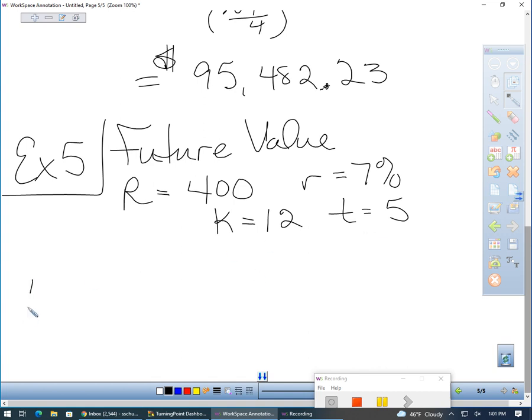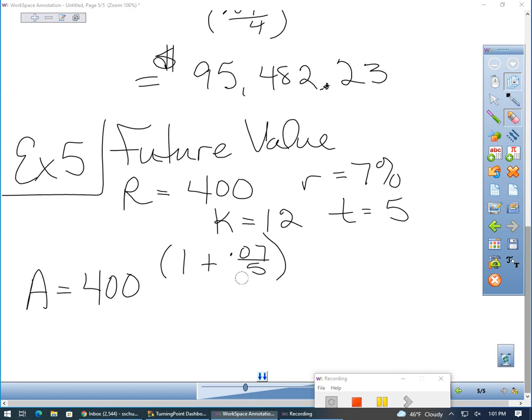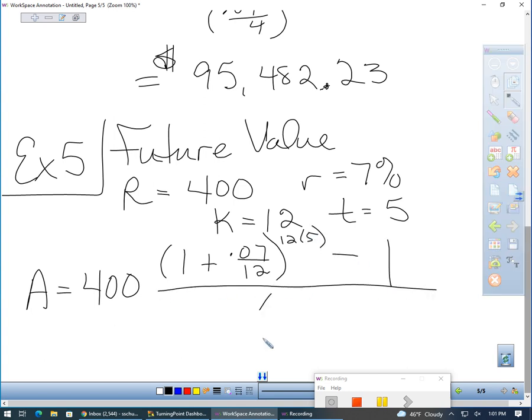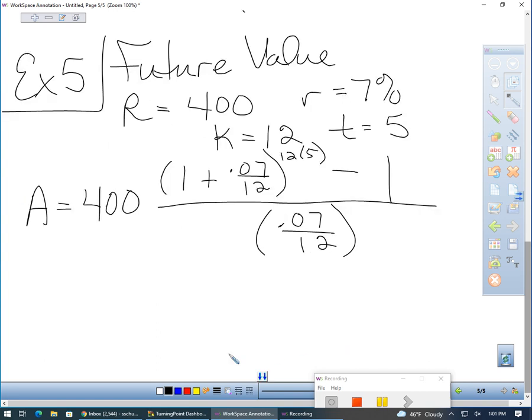All right, so here we go. We get A equals 400. On the top, we're going to have 1 plus 0.07 over 12, sorry. Raised to the 12 times 5, and then minus 1, all over 0.07 over 12. So let's practice one more time and make sure we can get it all to come out right.